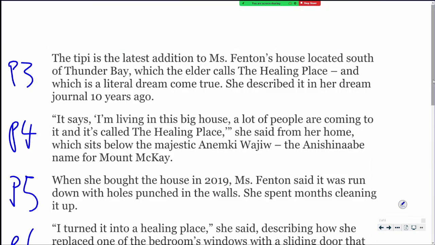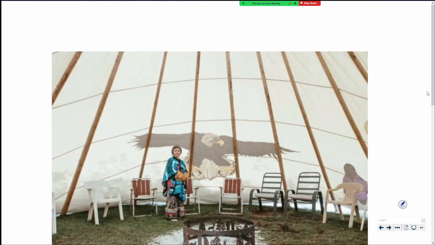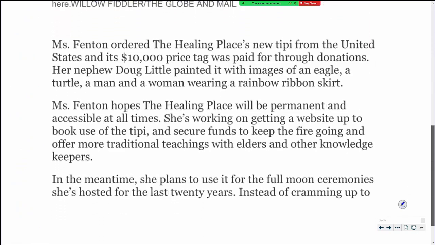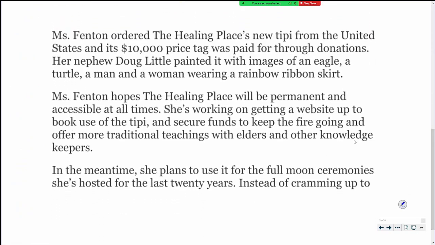Now let's see, what were we on? Paragraph 7. Miss Fenton ordered the healing place's new teepee from the United States, and its $10,000 price tag was paid for through donations. Her nephew Doug Little painted it with images of an eagle, a turtle, a man, and a woman wearing a rainbow ribbon skirt.